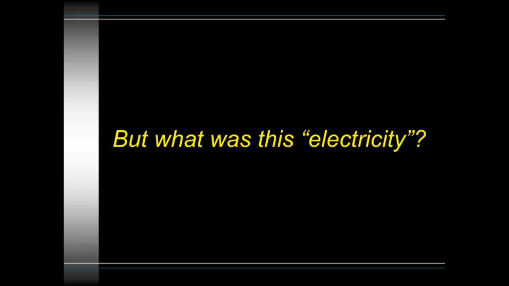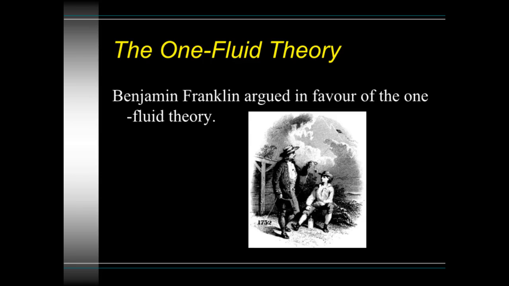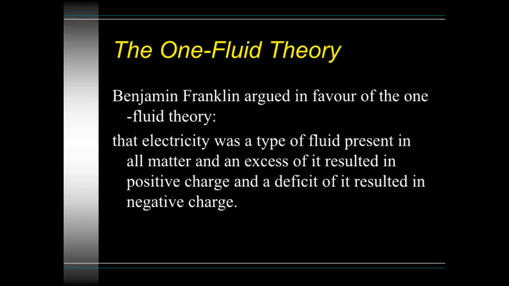But what was this electricity? Benjamin Franklin argued in favor of the one-fluid theory. Benjamin Franklin thought that electricity came from groups of positively charged particles. Now we know that only electrons can move around between particles. Positive charge from the nucleus couldn't move around freely.